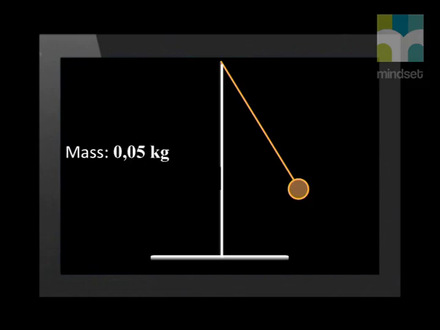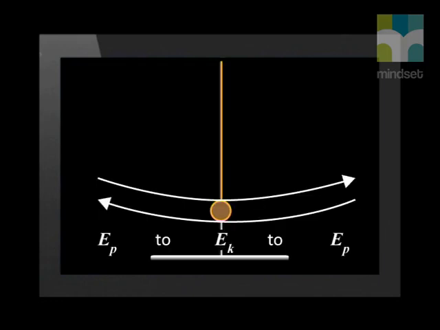This converts to a mass of 0,05 kilogram. The height above the ground is 40 millimeter. The height needs to be in meters, so when we divide it by 1,000, we get 0,04 meter. At point A, the velocity of the bob is 0. At the lowest point B, the gravitational potential energy is 0, since the height above the reference point is 0.